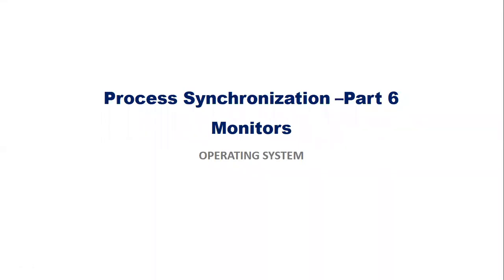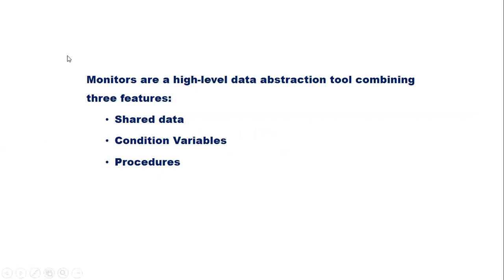In this lecture, we'll discuss a high-level synchronization construct known as monitors. Monitor is a high-level abstraction that provides a convenient and efficient mechanism for process synchronization. Monitors are high-level data abstraction tools combining three features: variables that hold the shared data, the condition variables used for signaling inside the monitor, and procedures for performing operations on the variables.